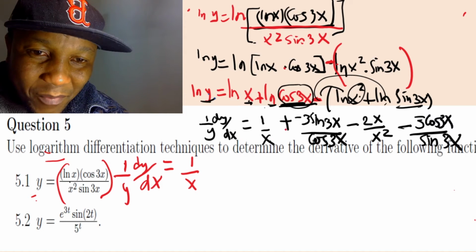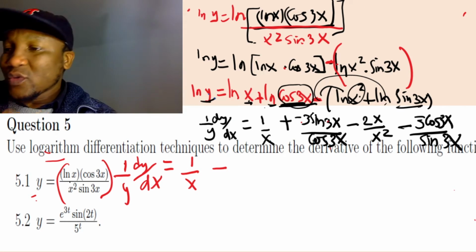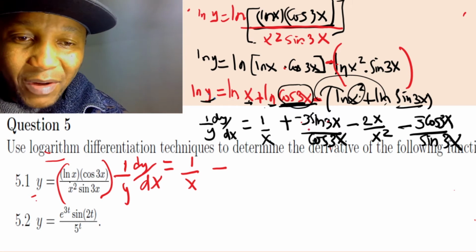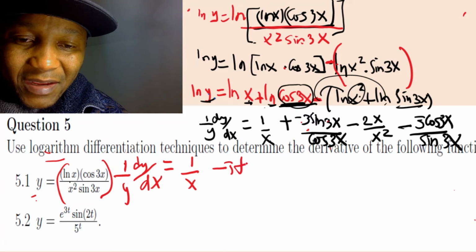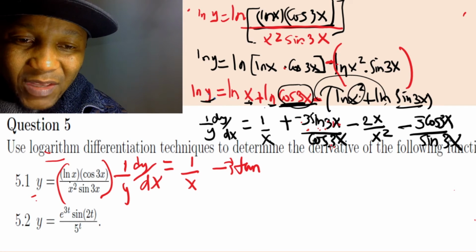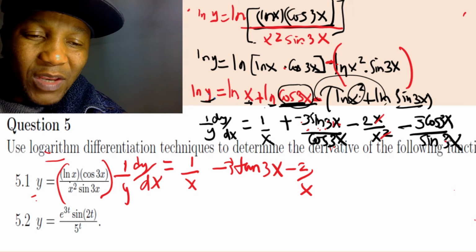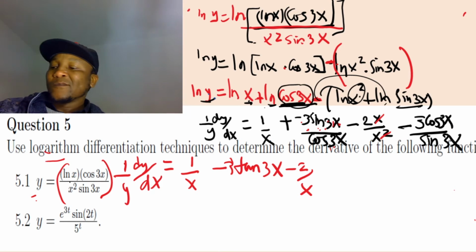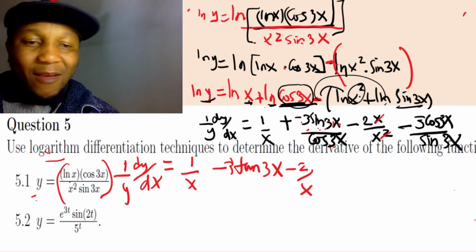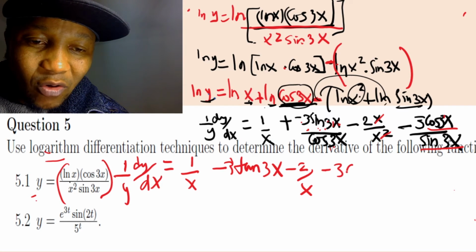Okay, now we come here, it's going to be plus or minus, minus. And then sine over cos is equal to tan. But we have a 3 here, negative 3. Tan of what? Of 3x, because sine of 3x over cos 3x is going to be tan of 3x. Now we come here, 1x and 1x cancel, so minus 2 over x. Now we go for the last one. For the last one, we have cos 3x over sine 3x, which is going to be cot, so minus 3 cot 3x.